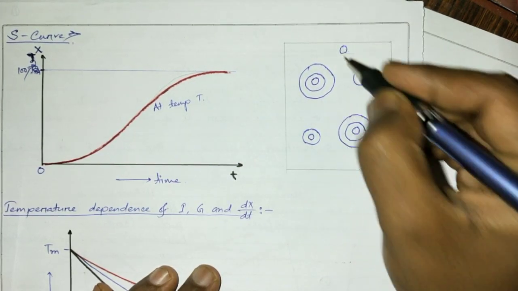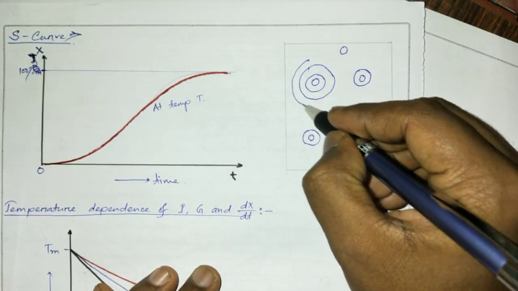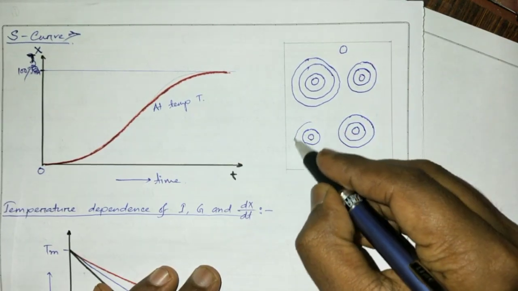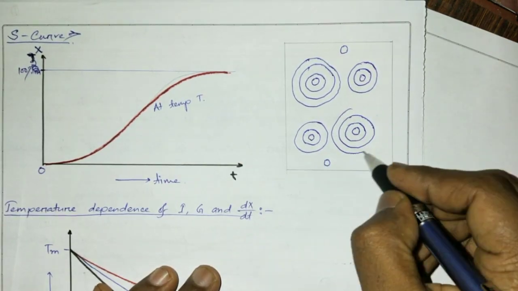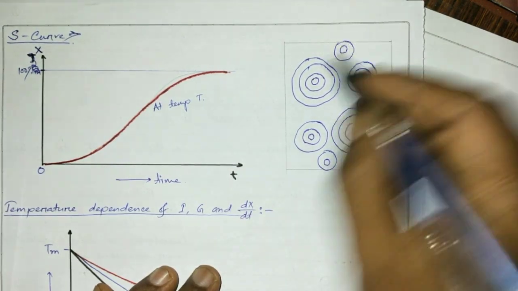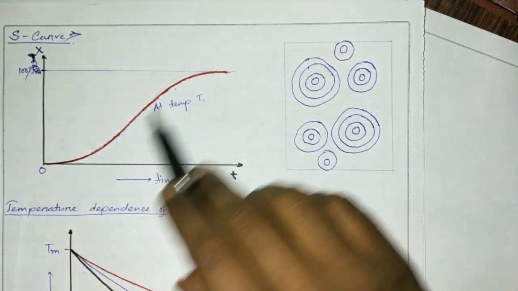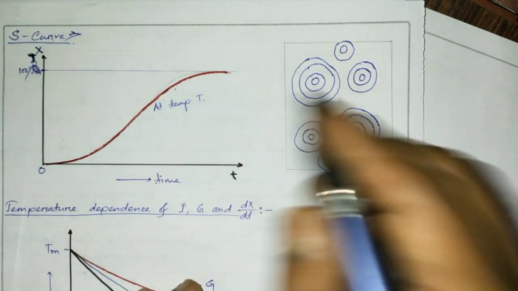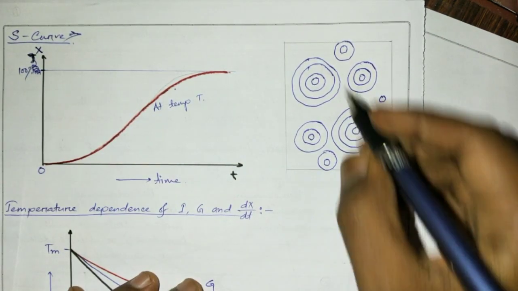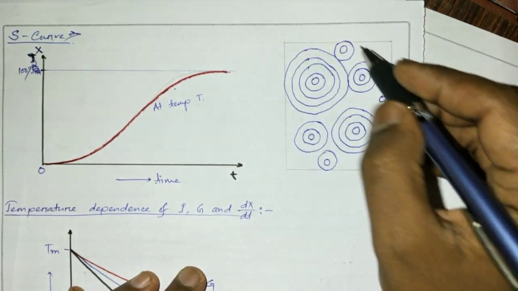Suppose here another nucleus has been formed, and here another nucleus has been formed. Again the growth of all the nuclei will increase and new nuclei will be formed. Growth increased. So this part shows the middle section where the rate of transformation is rapid. Other nuclei will be formed. Again the growth of the grains will increase.